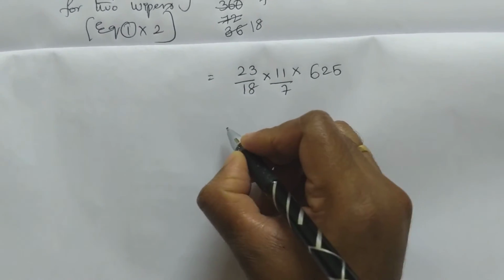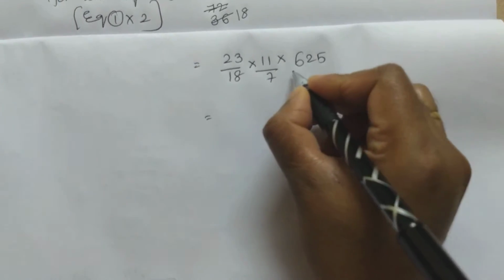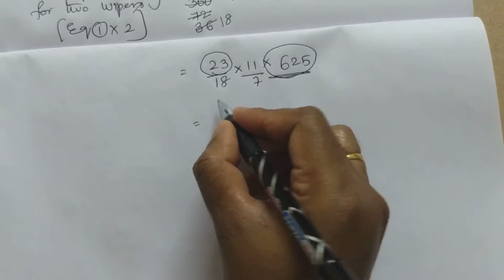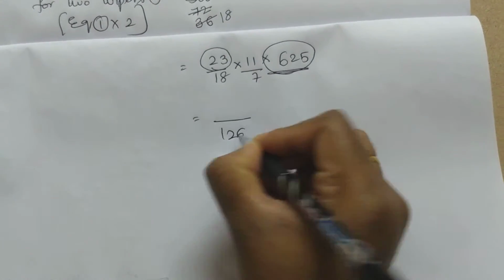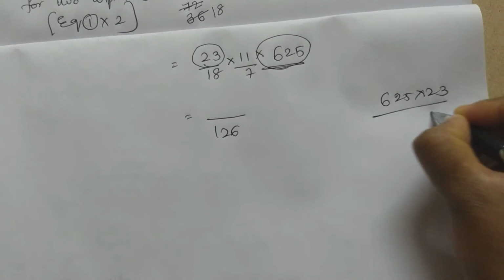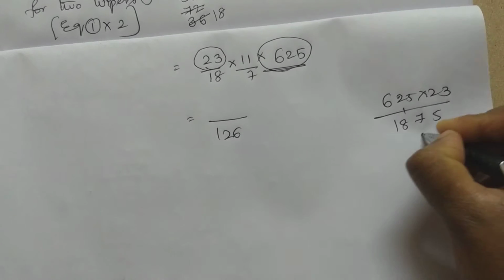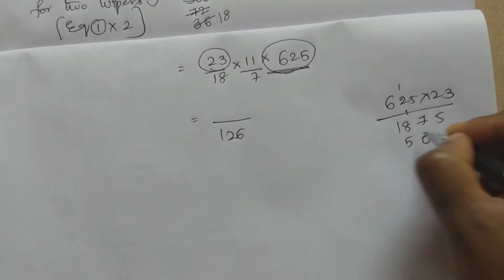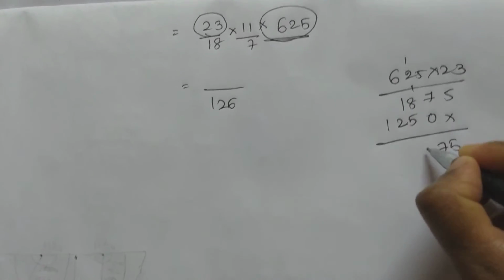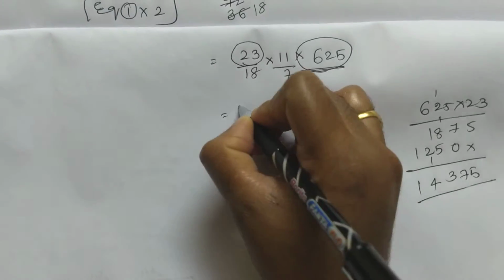So when you simplify that, let's see what we get here. 625 I will multiply with 23. 18 sevens are 126. So 625 into 23: 3 5s are 15, 3 2s are 6 plus 1 is 7, 3 6s are 18, 2 5s are 10, 2 2s are 4 plus 1 is 5, 2 6s are 12. Let's add: 5, 7, 13, 4, 1. So it's 14,375.